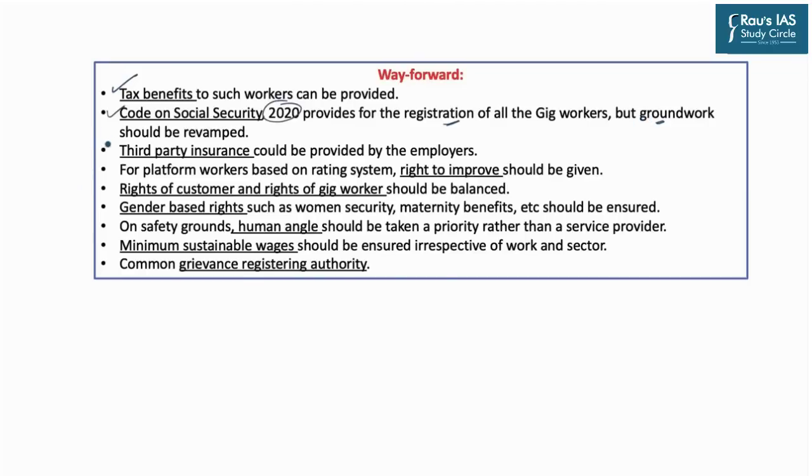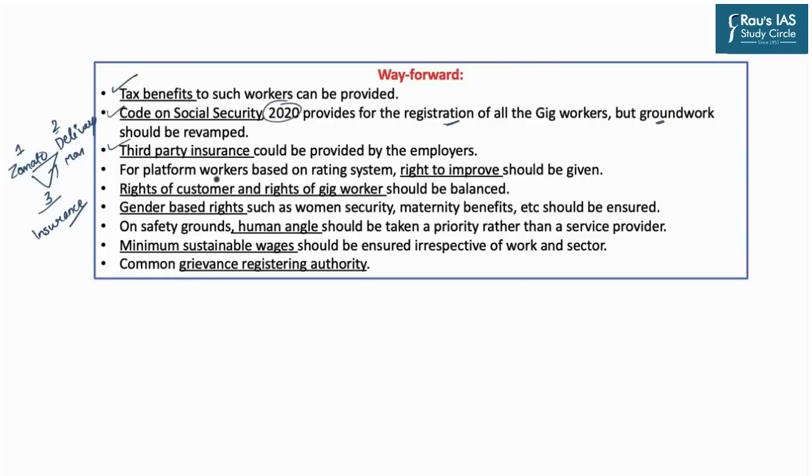They can be provided third party insurance. So here, let's say the first party is Zomato, the second party is the delivery man, and the third party is the insurance company. So together these three can combine and provide basic insurance services such as health insurance, accidental insurance, or even life insurance to the particular platform worker.